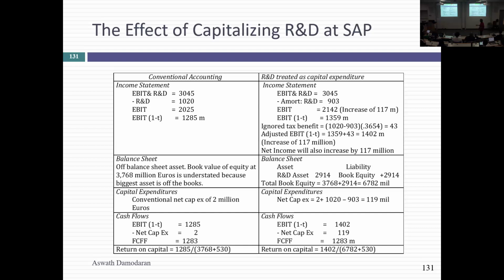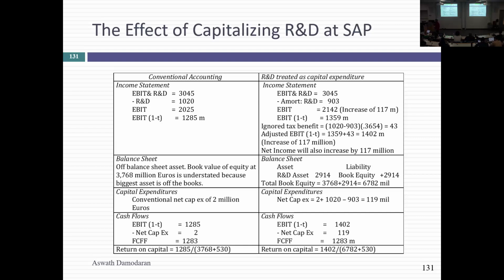So SAP is a much more profitable company than it looks like once you capitalize R&D. If you go to the balance sheet, my book equity, which was 3.8 billion, jumps to 6.8 billion. Why? Because I brought the biggest asset onto the books, the 2.914 billion now becomes an asset, pushes up my book equity. If you look at the capital expenditures, if I hadn't capitalized R&D, it looked like SAP was reinvesting almost nothing. They don't build factories, they don't have equipment. But once I capitalize R&D, the net capex increases to 119 million.